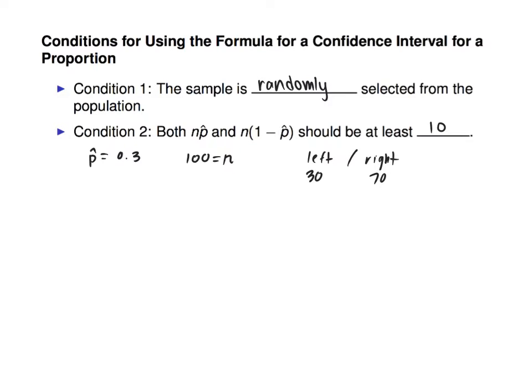This first category is np, right? The second one is n times 1 minus p. So if something's extremely rare, like apparently having green eyes is super rare, it's like 2% of the population of the world. If I wanted to do some calculations with that, I would need at least 10 green-eyed people in my sample. And I can't pick them out randomly and make sure I have 10. I have to take a random sample and then look for there to be 10 green-eyed people in it.